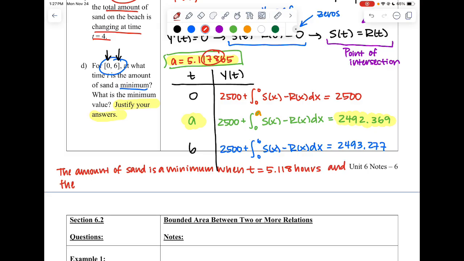And the minimum value is 2,492.369 cubic yards. You could also write that as: the minimum amount of sand is 2,492 cubic yards when t is equal to 5.118 hours. So you can utilize that structure that we've used in some of our past units.